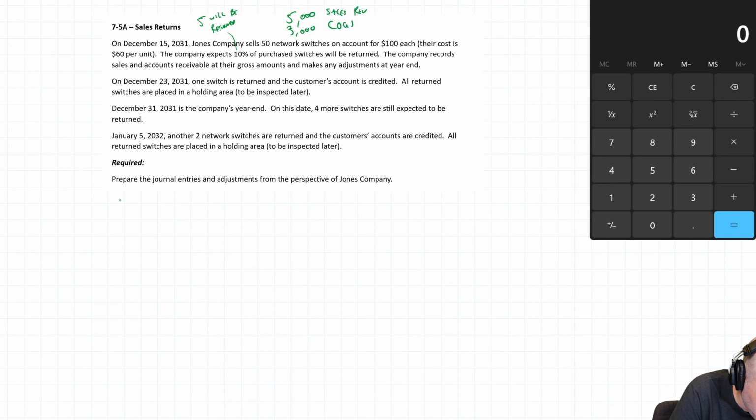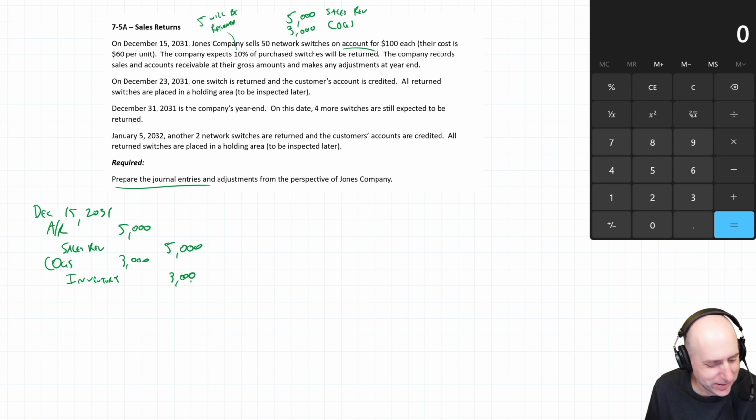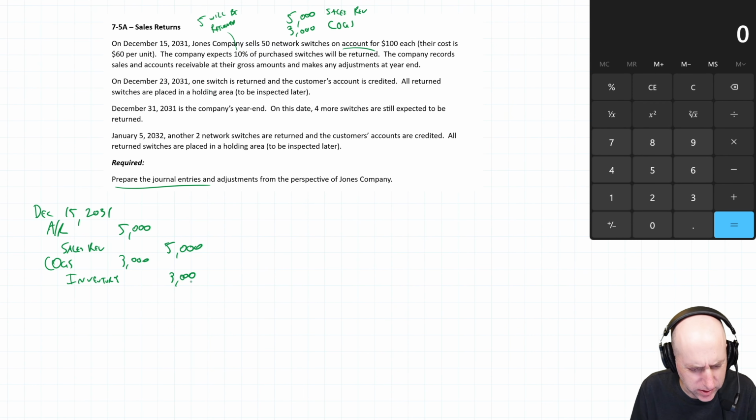So let's do the journal entry to make this sale. The question is going to say, do all the journal entries. So on December 15th, 2031, of course it's sold on account, so we debit AR $5,000. We credit sales revenue $5,000. We debit cost of goods sold $3,000, and we credit our inventory for $3,000. Okay, and there's our December 15th entry.